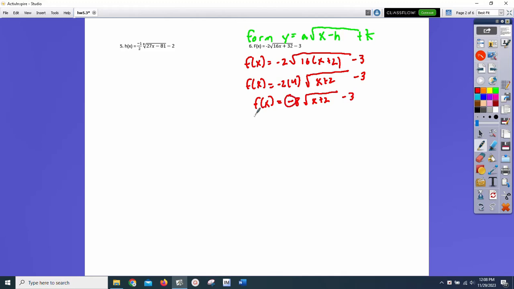Now that negative means that this arm is going to be upside down. That's a reflection on the x-axis. That's what she means. We have a left 2. We have a down 3. And that again is our initial slope.